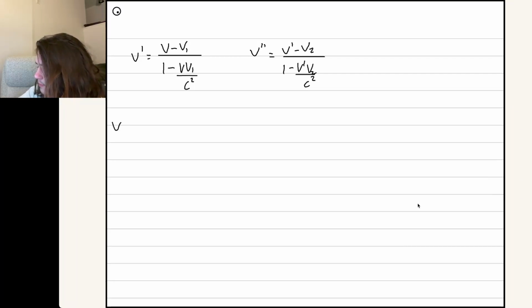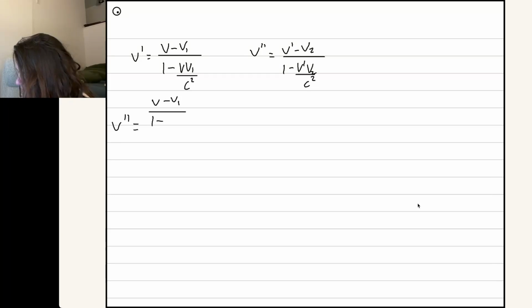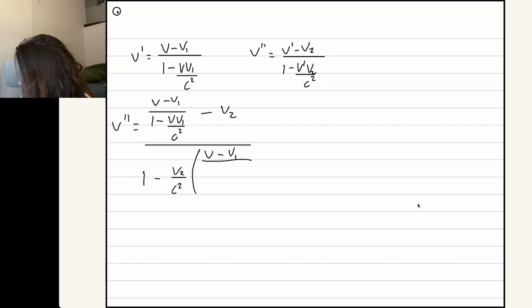So if you combine these equations, you get v prime up here, so it's v minus v1 over 1 minus v1 v over c squared. And then you get a minus v2, so minus v2 there. And this is all over a 1 minus v prime over c squared, that is. So I'll write v2 over c squared, actually, and then write all of v prime again. So that's v minus v1 over 1 minus v1 v over c squared.